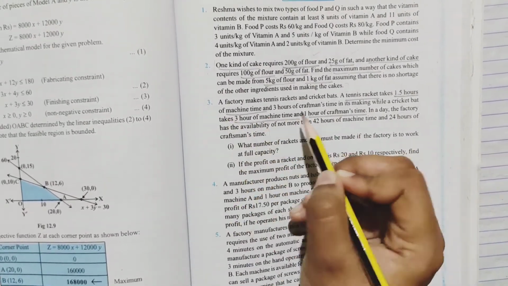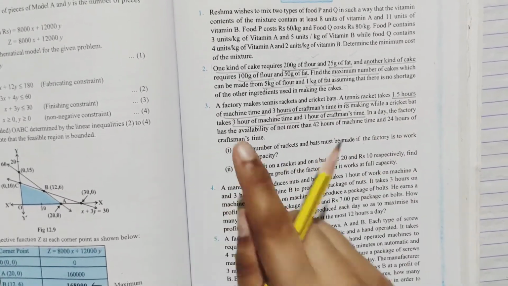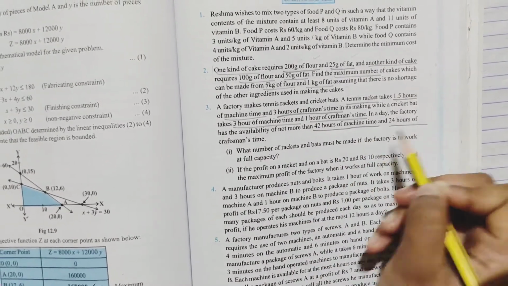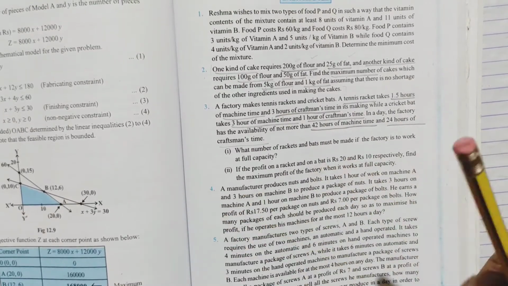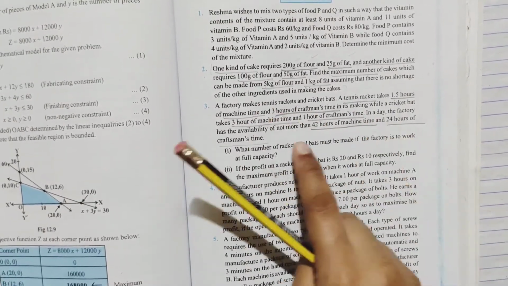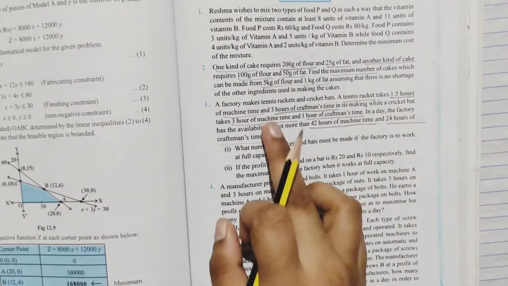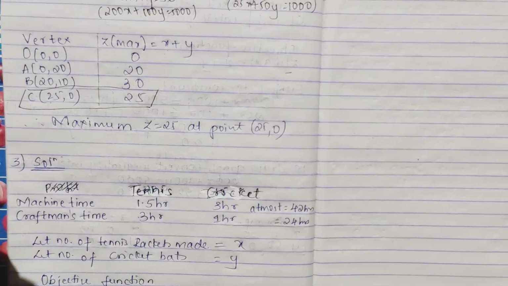Okay, here machine time is 1.5 hours, 3 hours. In a day the factory has an availability of not more than 42 hours of machine time and 24 hours of craftsman time. They have given their availability time; more than 42 hours they can't use for machine time, and 24 hours of craftsman time. So this much whatever they have given, we have written.